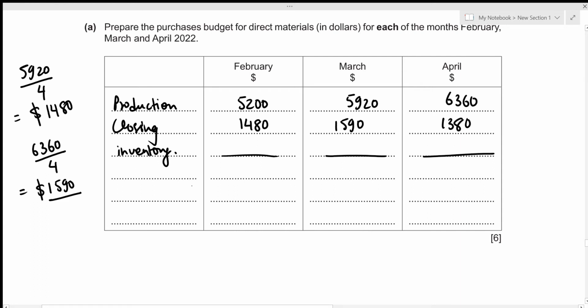All right, now we will total our production and the closing inventory. For February, that's 5,200 plus 1,480, which results in 6,680. For March, that's 5,920 plus 1,590, which results in 7,510. For April, that's 6,360 plus 1,380, which results in 7,740. Now we just deduct our opening inventory.